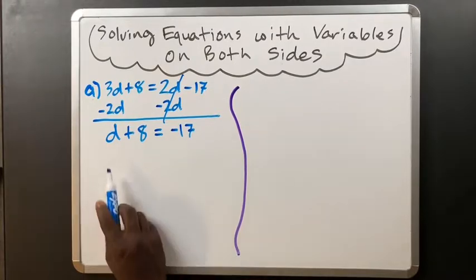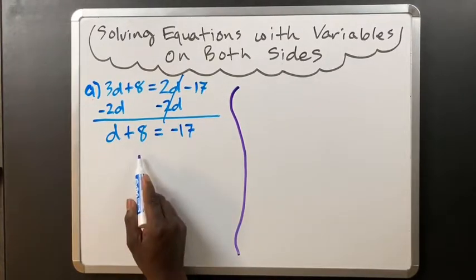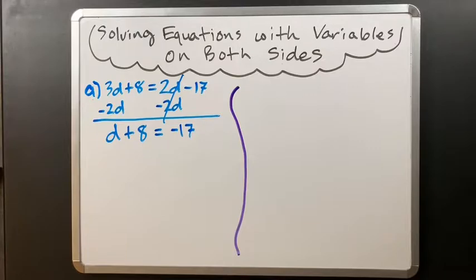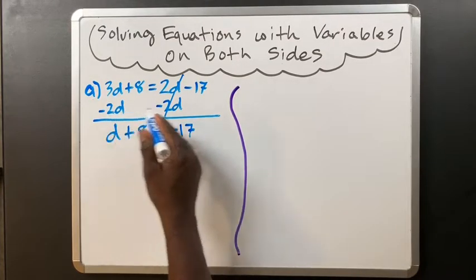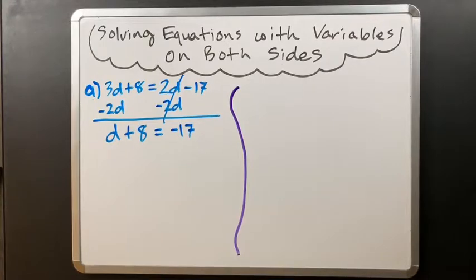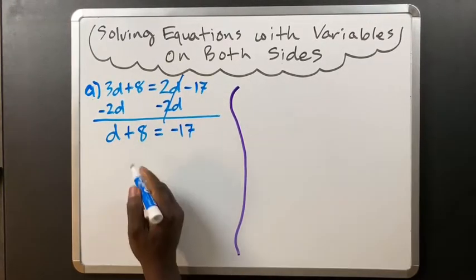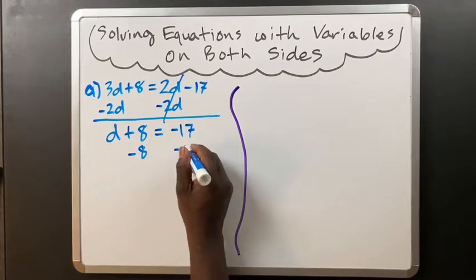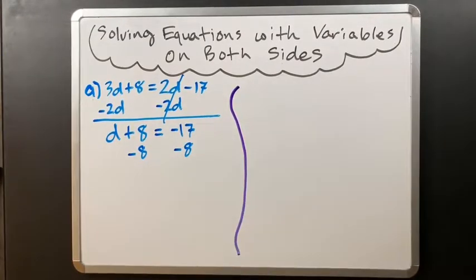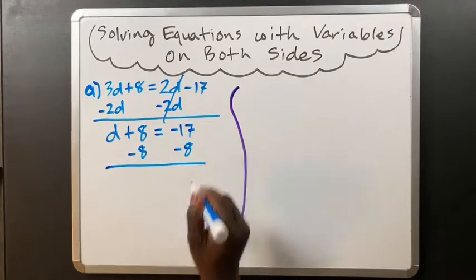Now, I need to, again, isolate that variable d. I need to get rid of the positive 8. The opposite of adding 8 is to subtract 8. In this case, we use the subtraction property of equality for the first step. Now we're going to use it again. So we're going to subtract 8 here, and whatever you do to one side of the equation, you do to the other. Draw our line.